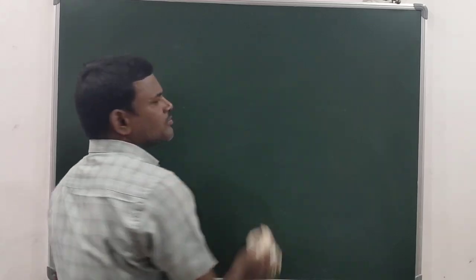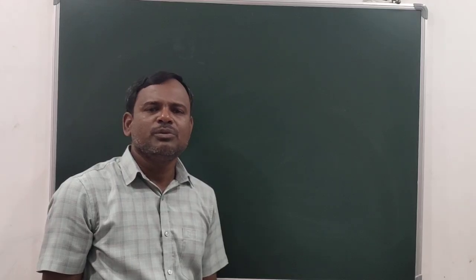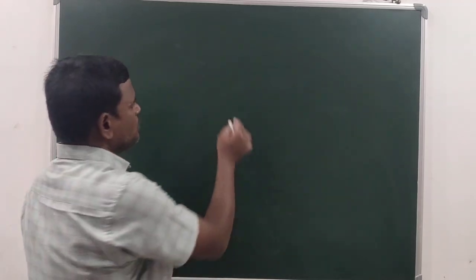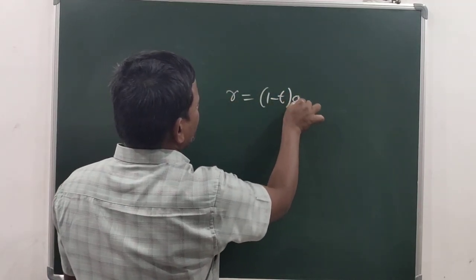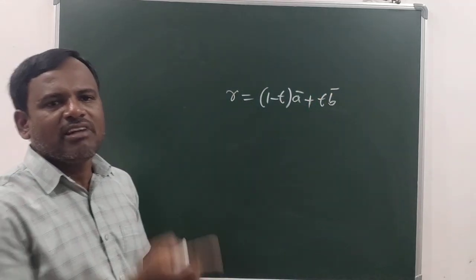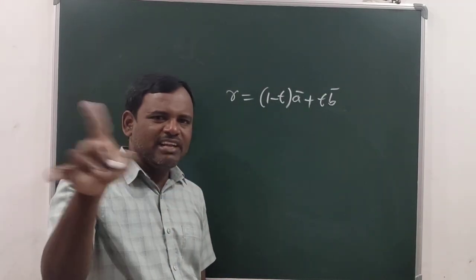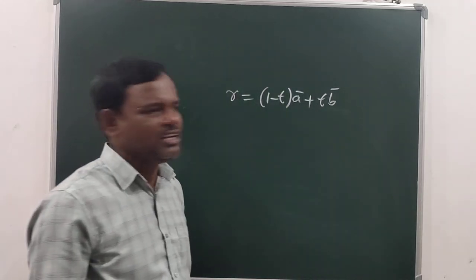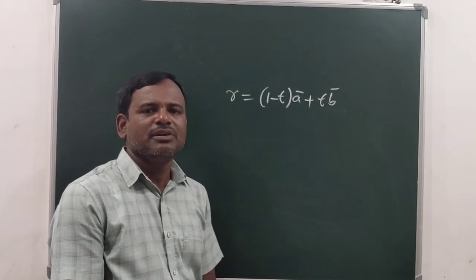Next, find the vector equation which is passing through two vectors A and B. In such a case you have to write this formula: R equals (1 minus T) A bar plus T B bar. This is the required vector equation passing through two points A and B. Two points on the required vector will be given to you and they will ask you to find the equation of that vector. In such a case apply this formula: R equals (1 minus T) A bar plus T B bar.